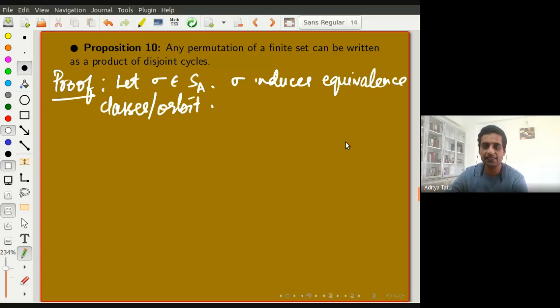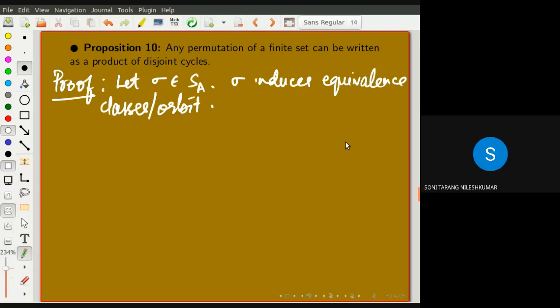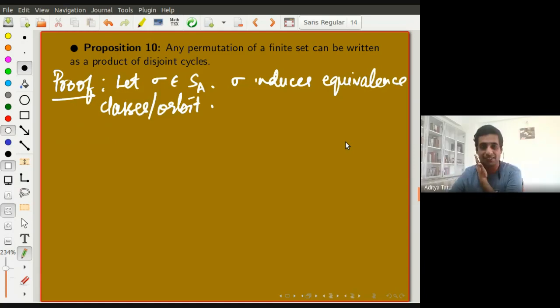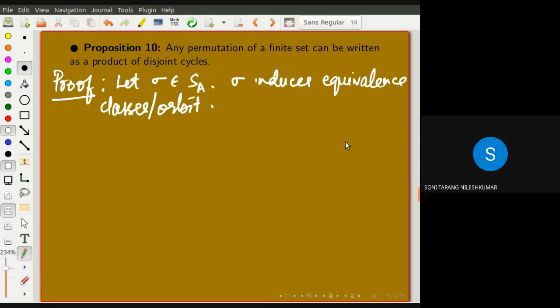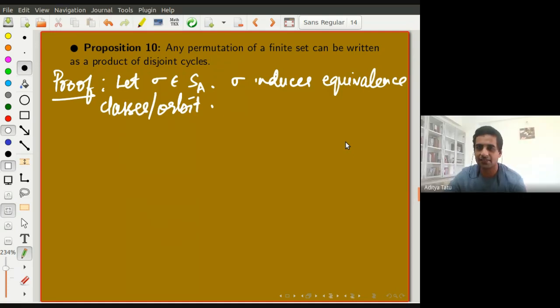Can there be any intersection between the equivalence classes? Sir, the equivalence classes partition the set. Partitions the set. So, in other words, there is no intersection between any two equivalence classes, and all elements belong to one equivalence class, right?